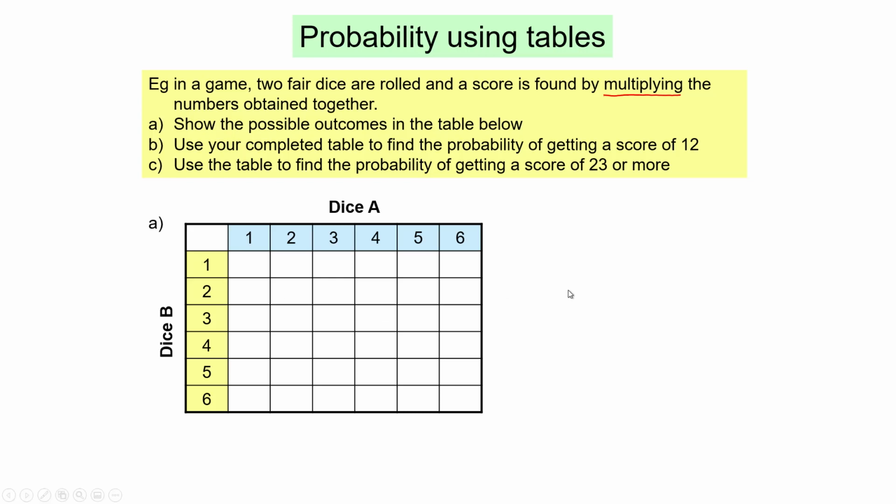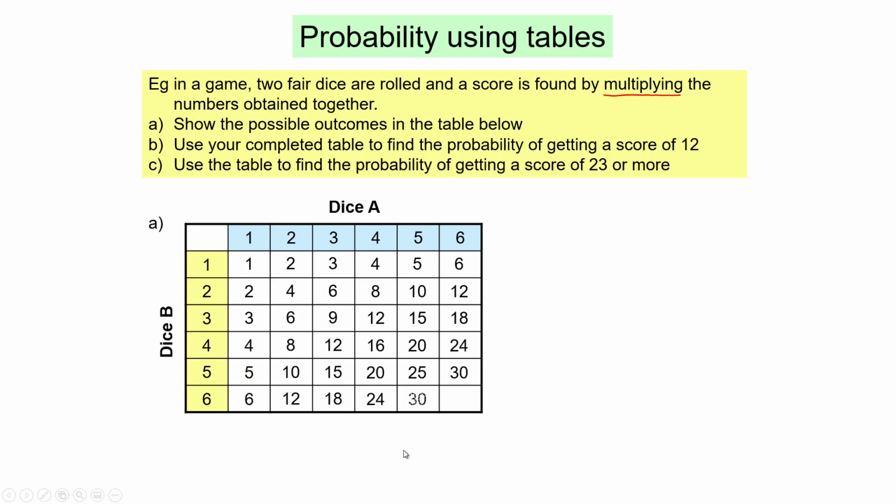Right, so if we're multiplying the options, 1 times 1 gives us 1, 1 times 2 is 2, 1 times 3 and so on. When we move to the next row, 2 times 1, 2 times 2, 2 times 3. So hopefully you've managed to complete all the possible outcomes there. Again, there are 36 possible outcomes. The results are different because we're multiplying the results on our dice.